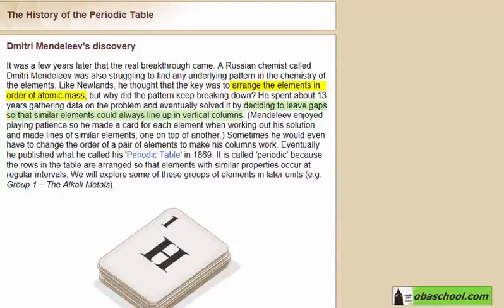Mendeleev enjoyed playing patience, so he made a card for each element when working out his solution and made lines of similar elements one on top of another. Sometimes he would even have to change the order of a pair of elements to make his columns work. Eventually, he published what he called his periodic table in 1869. It's called periodic because the rows in the table are arranged so that elements with similar properties occur at regular intervals.